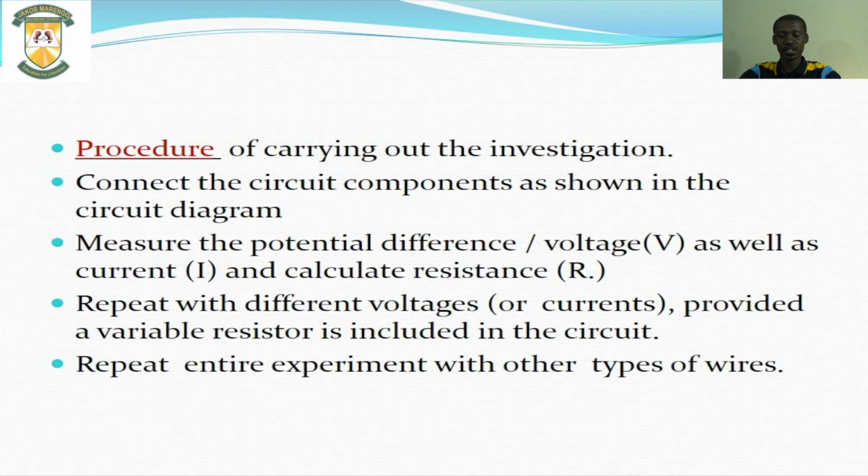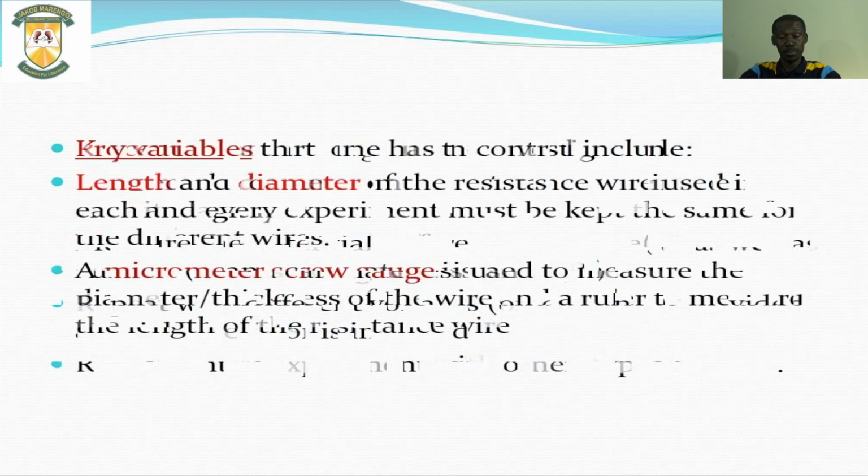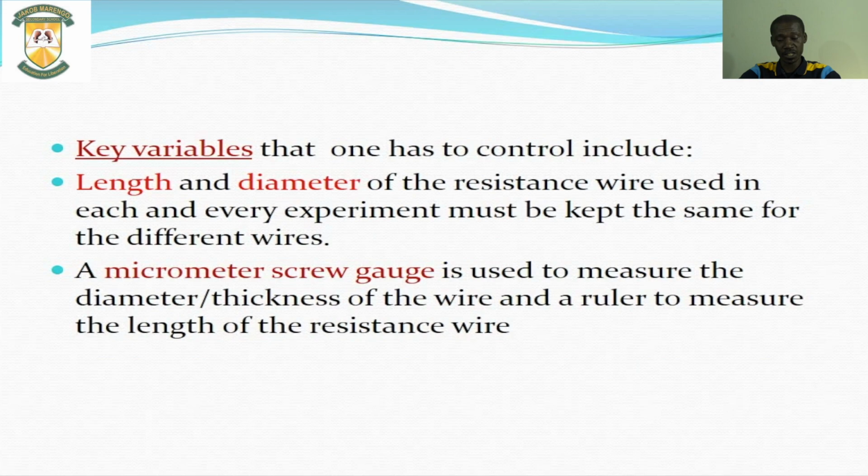Using the circuit gadgets, you measure the potential difference, also known as voltage, as well as current. After that, you then have to calculate the resistance using our formula R is equal to V over I. Then, for better results, you must repeat with different voltages and then repeat the entire experiment with other types of wire.